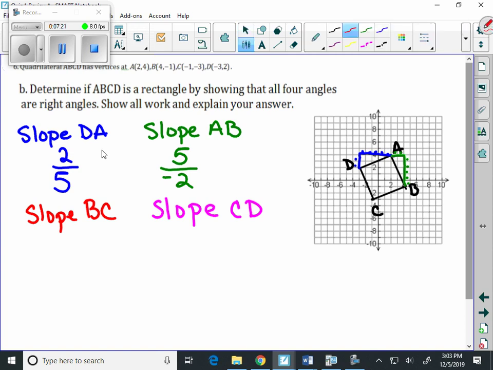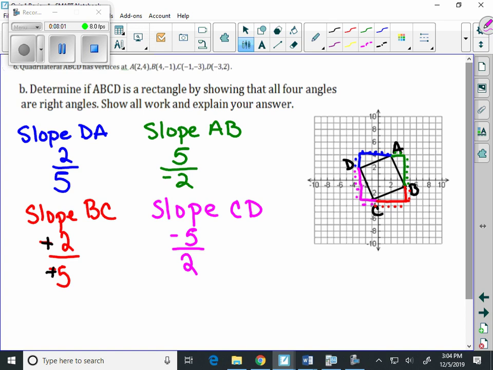We come down here for BC. Well, we went down 2 and to the left 1, 2, 3, 4, 5. Down 2, left 5. Remember, negative divided by negative is a positive. So now we have 2/5. And when we look at CD, we think we're going to get the opposite reciprocal of that. We went down 1, 2, 3, 4, 5. Down 5, and we went right 2. And that's what we see.